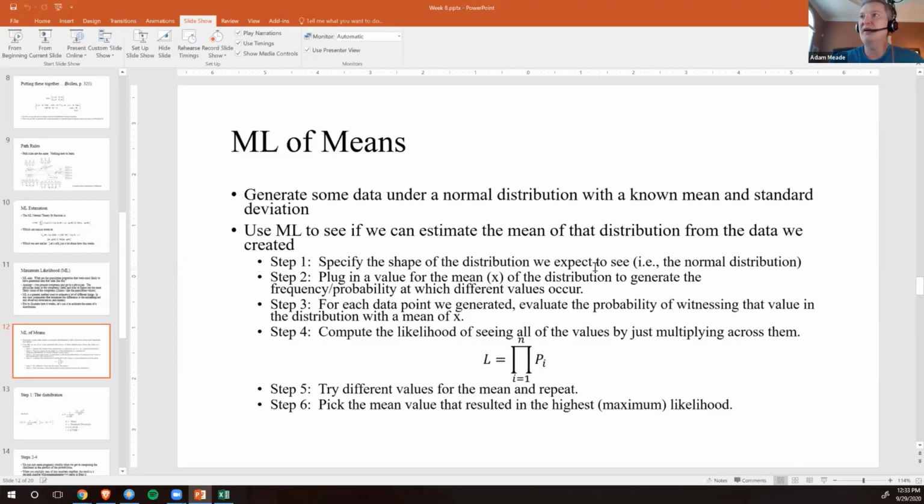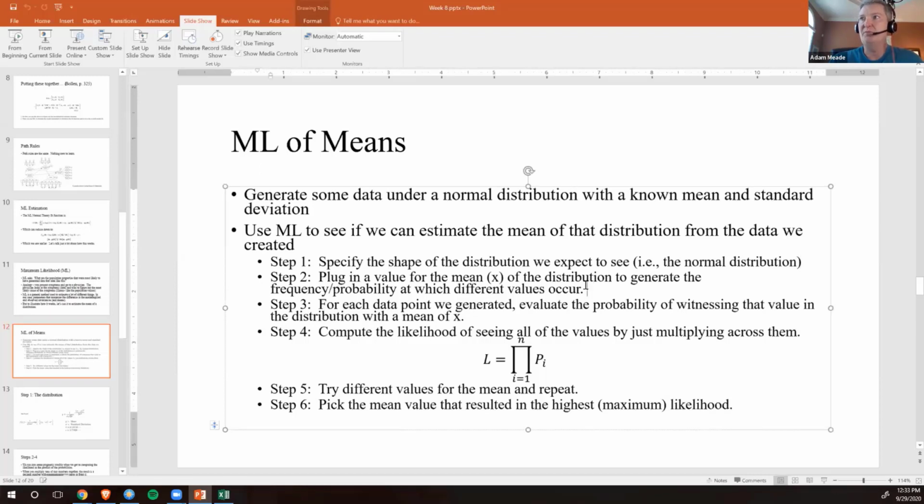Okay, so those are the steps. We're going to specify the shape of the distribution. We're going to make it a normal distribution. We're going to specify the mean of the distribution and the variance or standard deviation, right? And then we're going to take each data point and evaluate the probability of witnessing that particular data point given the population properties. Then we're going to compute the likelihood by multiplying across those probabilities, and then we're going to try it a few times. So let's just get into it. I think it'll make more sense once I do that.